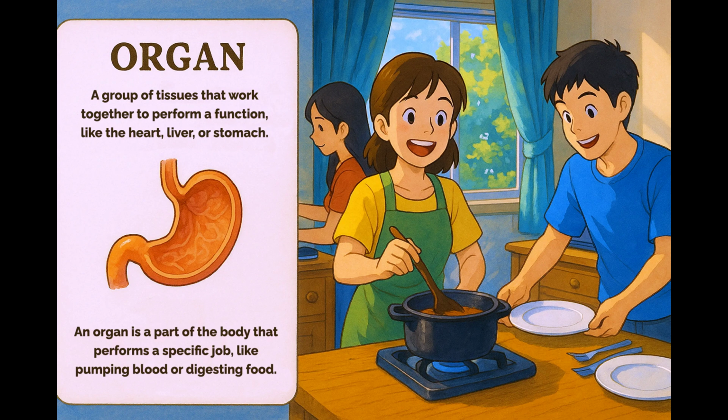This is similar to how an organ functions in the body, where a group of tissues works together to achieve a specific purpose. Just as each friend contributes to the overall success of the dinner party, different tissues in an organ, like the heart, liver, or stomach, collaborate to perform essential functions, ensuring the body runs smoothly.